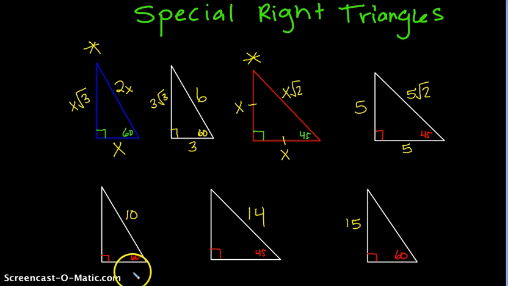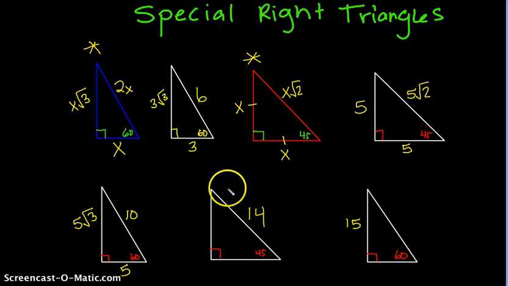Alright, how about some more examples? If I'm given the hypotenuse of a 30-60-90 triangle, I can simply divide it by 2 to find the short leg, 5. Once I know the short leg, I multiply that by the square root of 3 to find the long leg, 5 root 3.